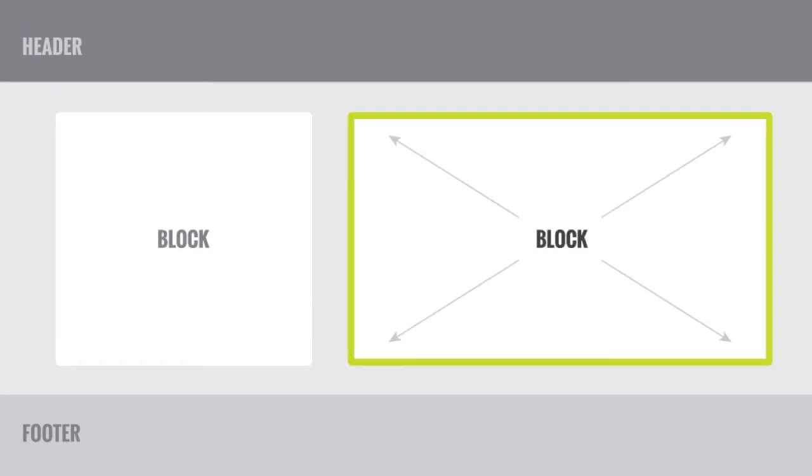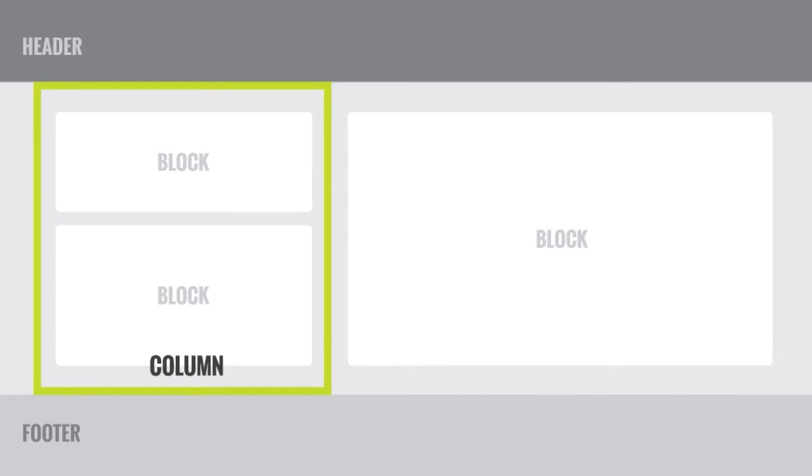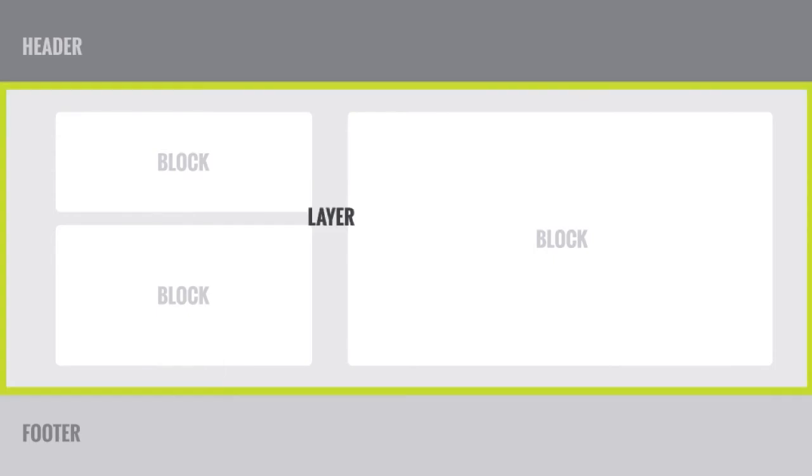Keep in mind, a block is the innermost macro that holds content. You can add one or more blocks inside a column. A column surrounds blocks and provides additional design and layout options. The outermost macro is the layer. It surrounds columns and acts like a row in a table.